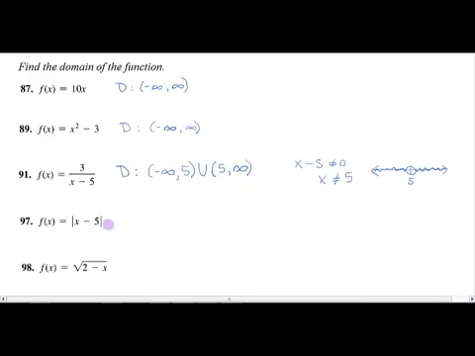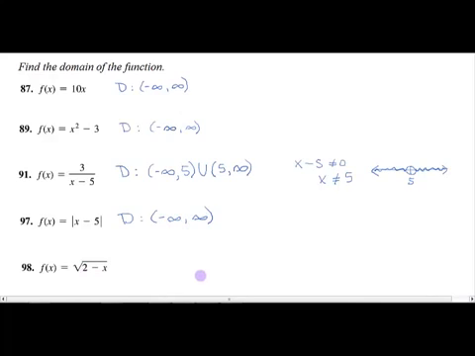Alright, for this next one, it looks a little different. We have an absolute value, but again, it's not a square root, and we don't have a denominator with x in the denominator, so the domain just defaults to all real numbers, negative infinity to infinity.